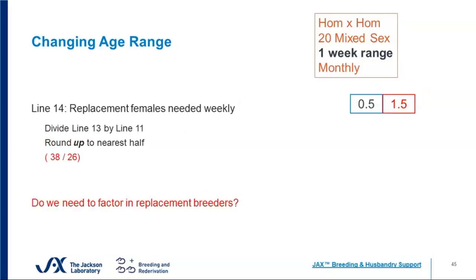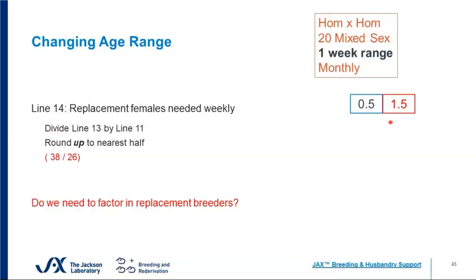Next, we need to look at the replacement females I need every week. So I take that 38 females, divide it by my breeding rotation of 26 weeks, round up to the nearest half. That's 1.5. Again, I can't replace half a female every week or at all. So I'm looking at replacing 3 breeding females every 2 weeks.